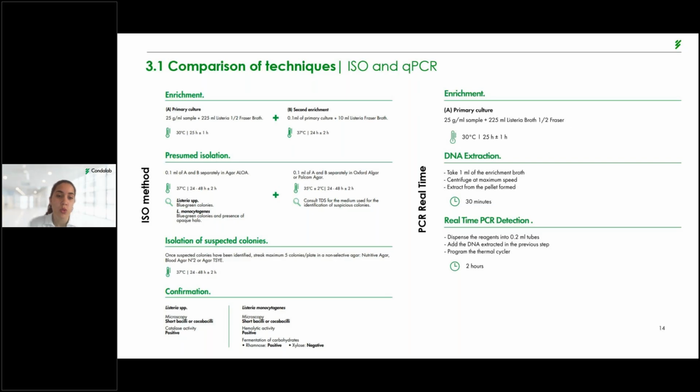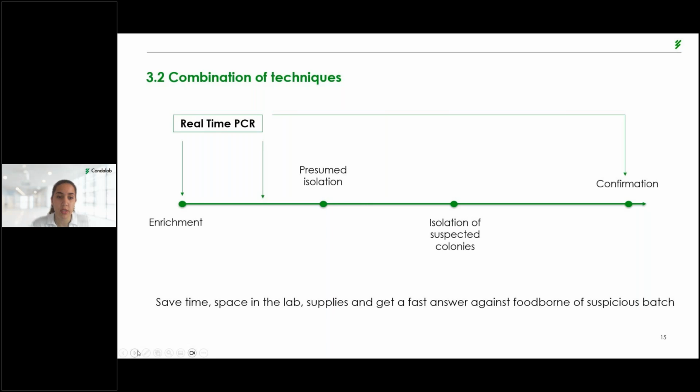But what we want to share with you is the possibility of using both techniques to optimize the process. As PCR is an alternative method, we have to follow the ISO method. So we can combine these techniques using the PCR as a screening.